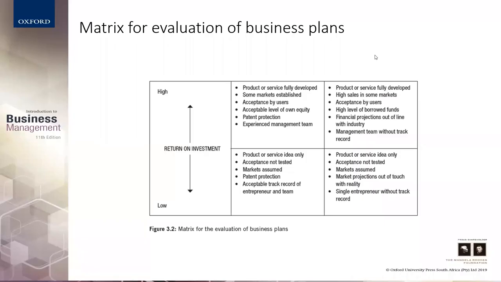So this section represents a matrix for analyzing a business. In this matrix, we look at the situation of when we have a high return on investments or a low return on investments. So the investor's matrix. Now, for a product, we look at certain issues, and the issues are what have been listed in the boxes here. So: a product or service fully developed, some market established, acceptance by users, acceptance level of owner of own equity, patent protection, and an experienced management team.